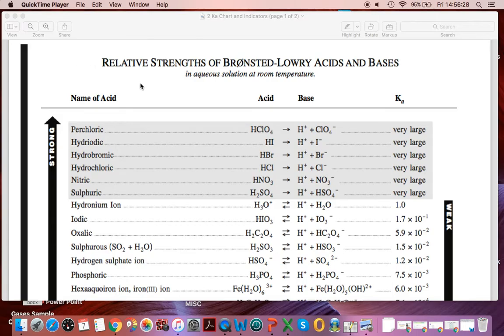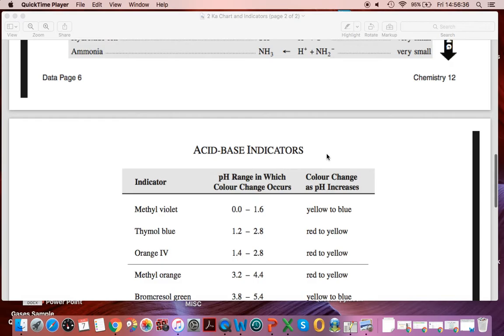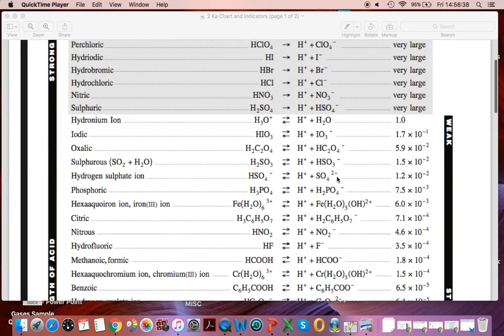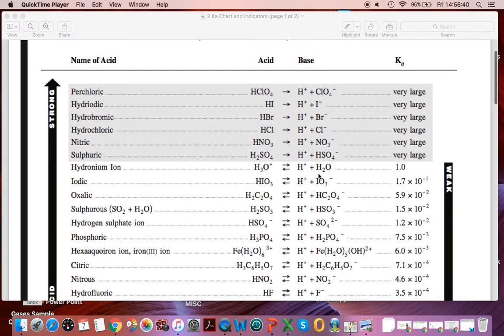In this section, you're going to have two sheets that are part of your toolkit. One says relative strengths of Bronsted-Lowry acids and bases, and the other says acid-base indicators. We're not going to get too heavily into this at this point.